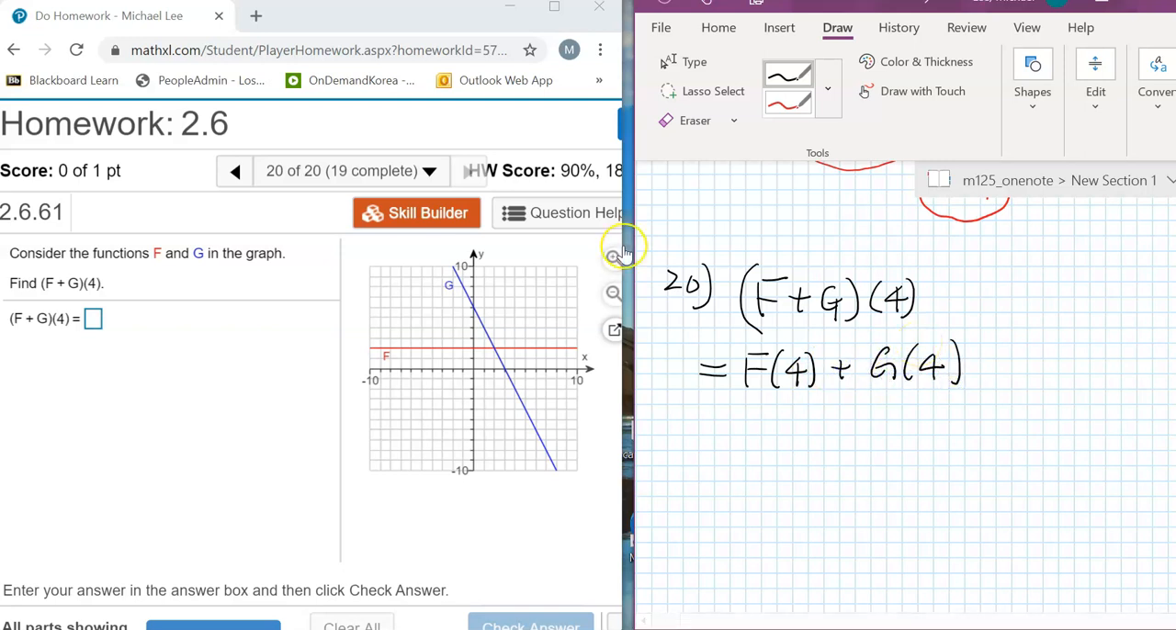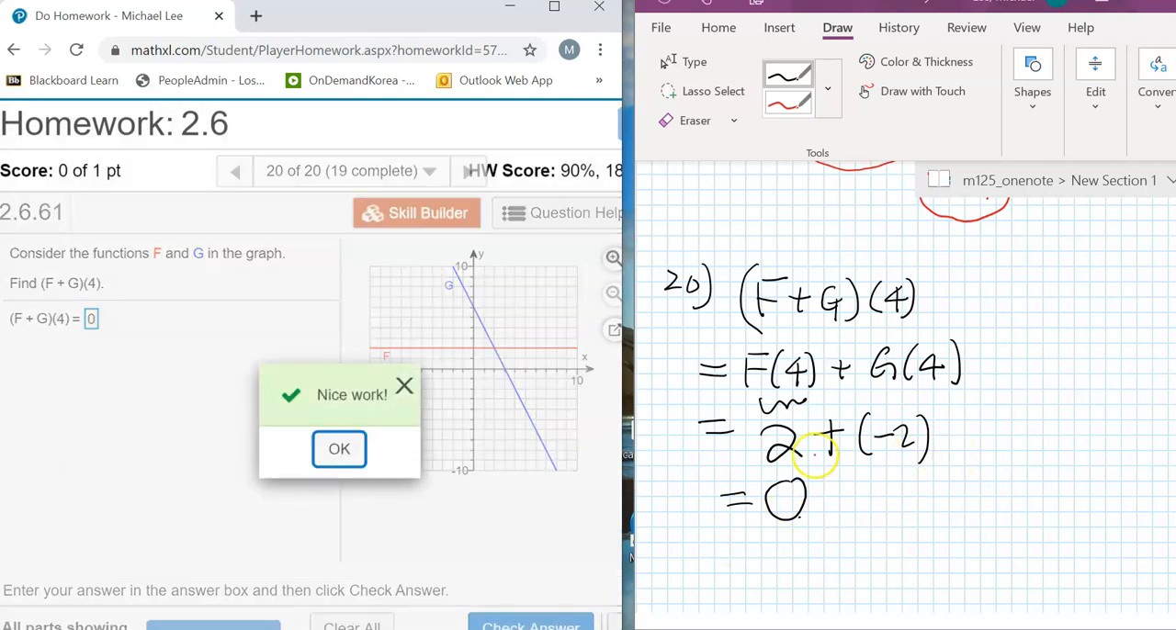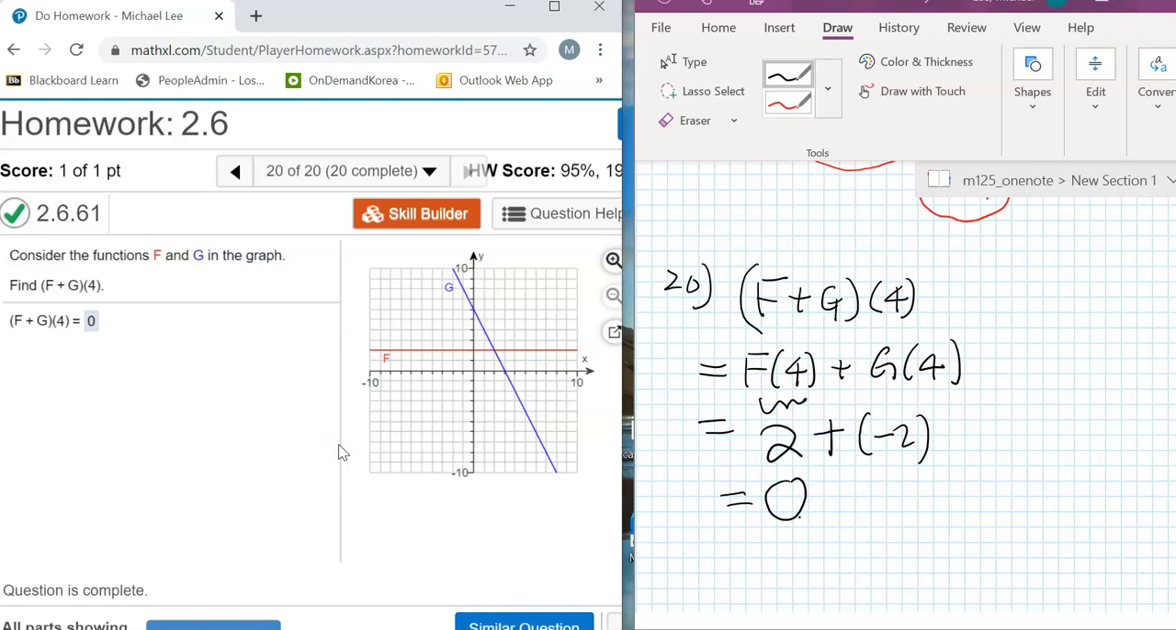If you look at this graph, f is the red, where red is all at 2. So f of 4 is 2. Now, what is g of 4? G is blue. For g of 4, count 1, 2, 3, and 4. It looks like g of 4 is right there. It is negative 2. So 2 plus negative 2 happens to be 0. Okay. So it is 0. You check the answer. And that is 20 out of 20.